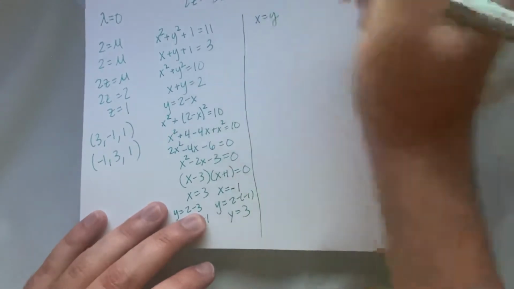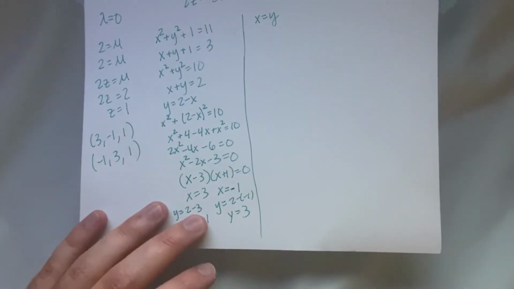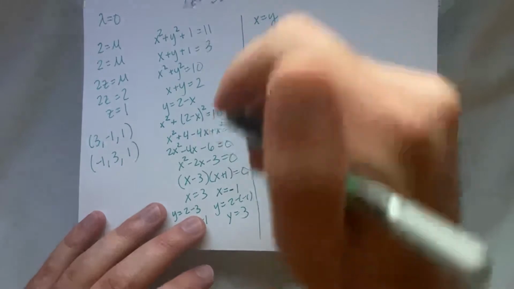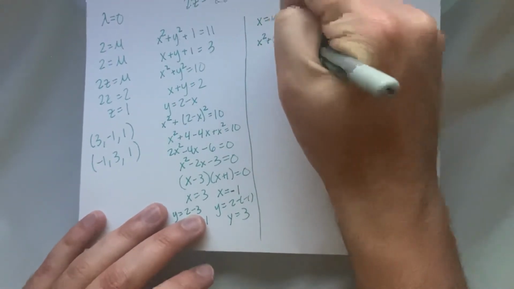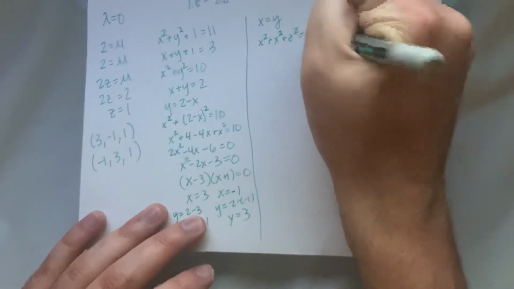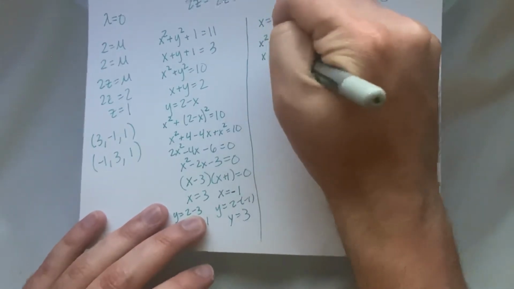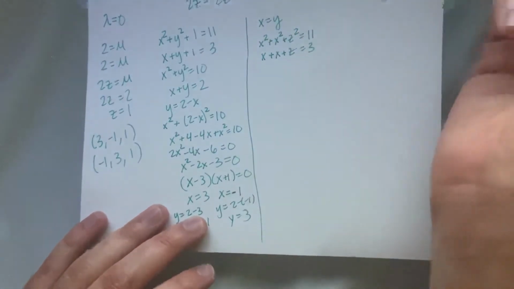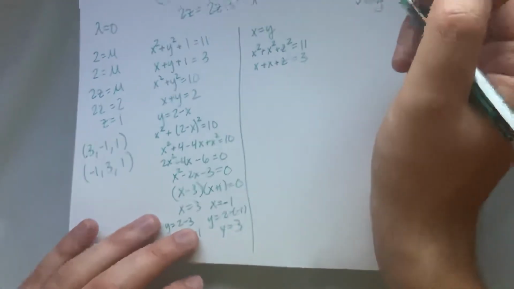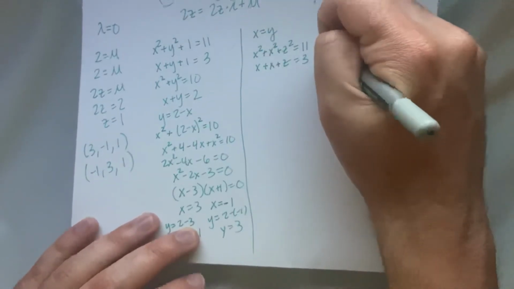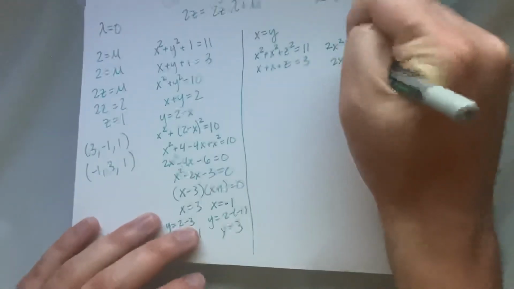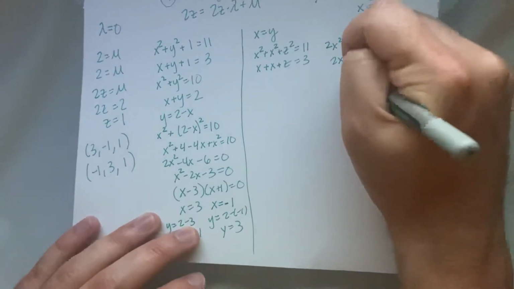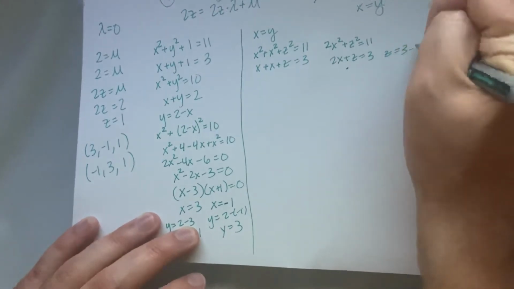Now let's do the more annoying one, x equals y. What does that do to our equations? Again, we look at our constraints. It'll be x squared plus z squared equals 11, x plus z equals 3. So still two equations, two variables. That's 2x squared plus z squared equals 11, 2x plus z equals 3. Z is 3 minus 2x.